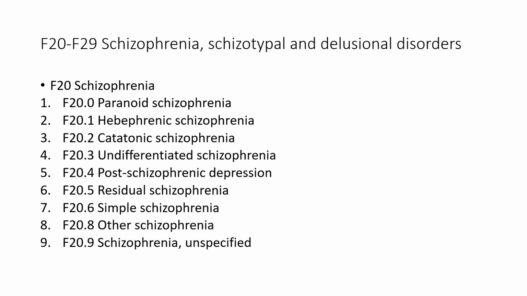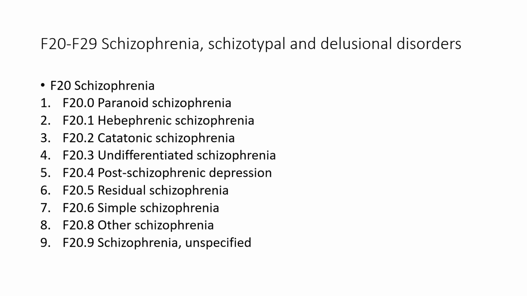Then we have F20 to F29, which has schizophrenia, schizotypal and delusional disorders. So in F20 we have schizophrenia, which is something that almost everyone knows, and this is one of the most fascinating cases in psychiatry basically.